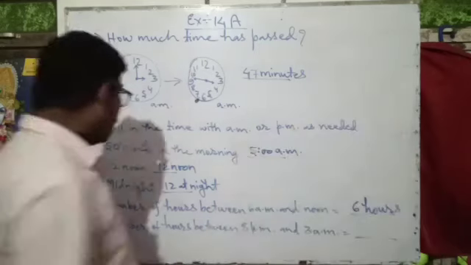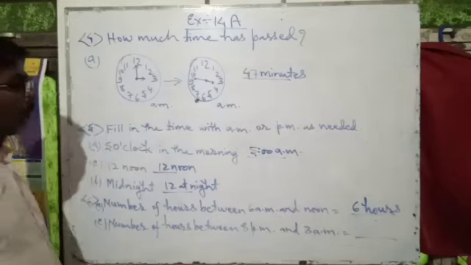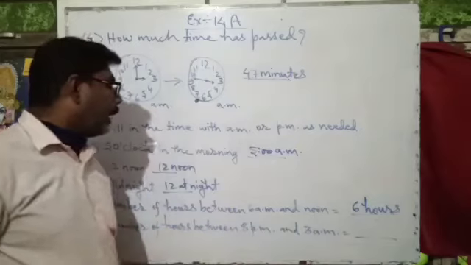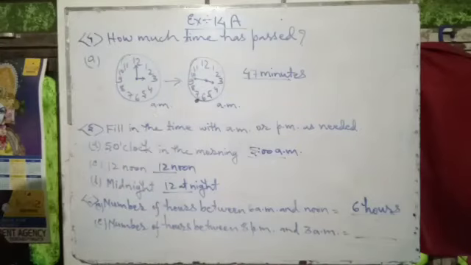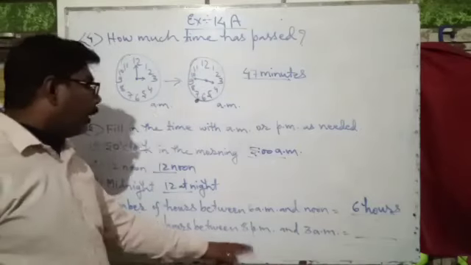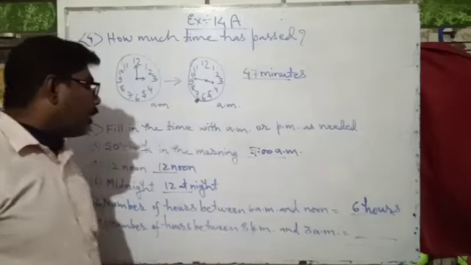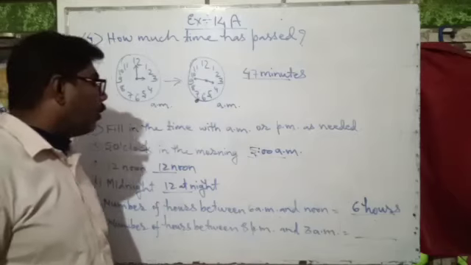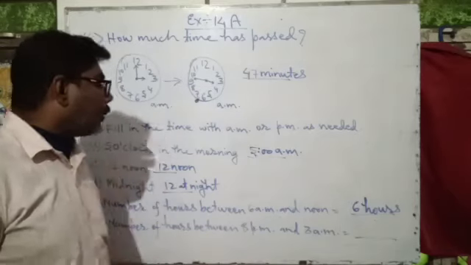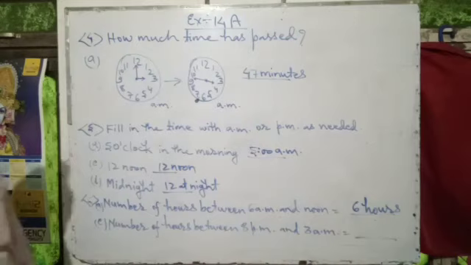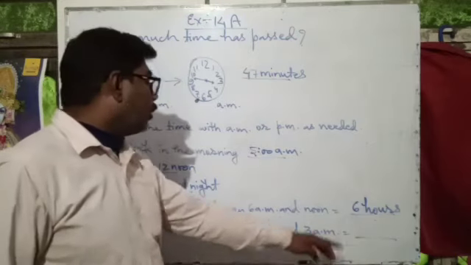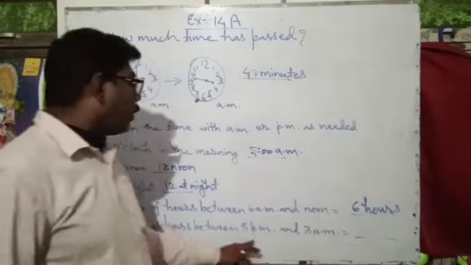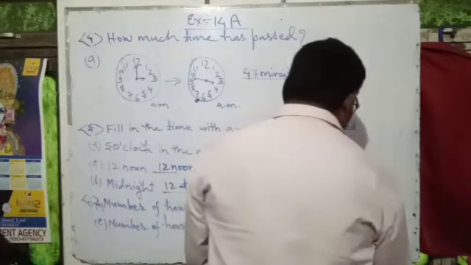Here, number of hours between 8 PM and 3 AM. From 8 PM to 12 midnight, the time is 4 hours, and after 12 midnight, that means midnight to 3 AM, that means 3 hours. That means 4 hours and 3 hours. That means 7 hours.